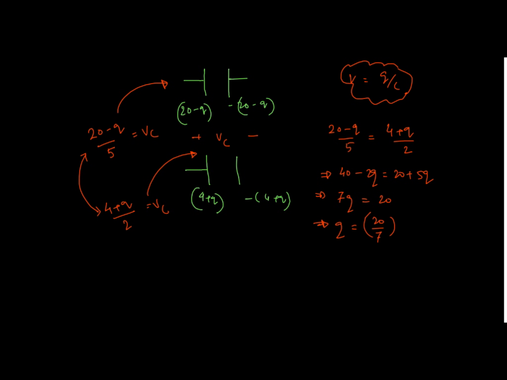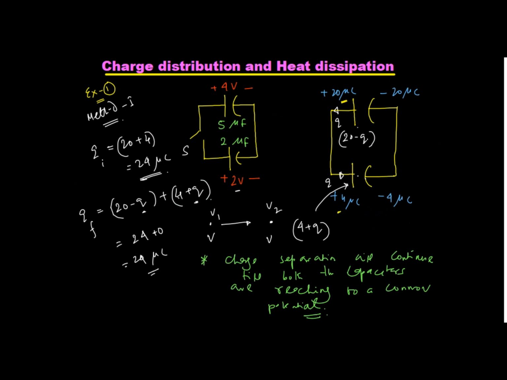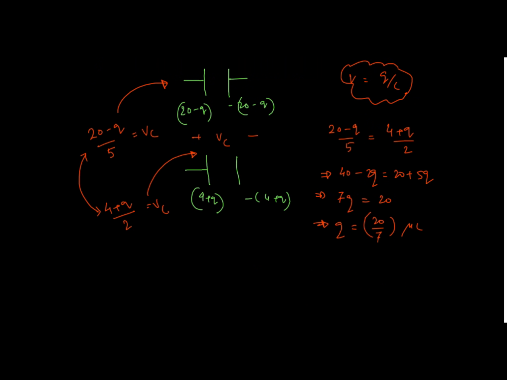So this 20 by 7 microcoulomb of charge has flown out from this plate and deposited on this plate. So what are the final charges on the plates? I will write now. On this particular surface, 20 minus Q. So how much does it come? 20 minus 20 by 7, this is 140, that is 120 by 7, and this is 4 plus Q. So 4 plus 20 by 7 means it's 28, 48 by 7. So the final charges on the capacitors we will write like this.